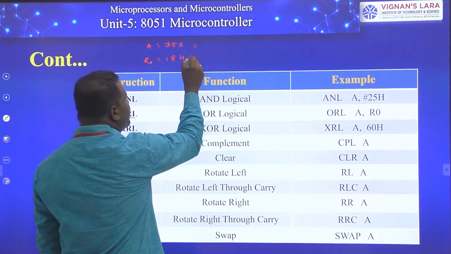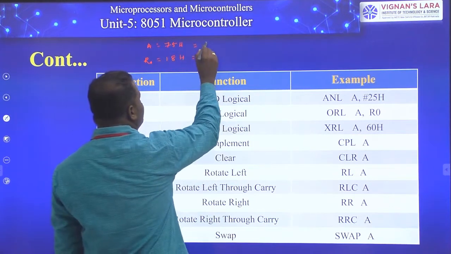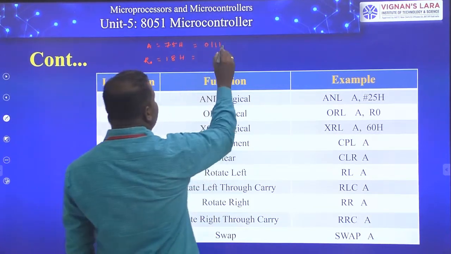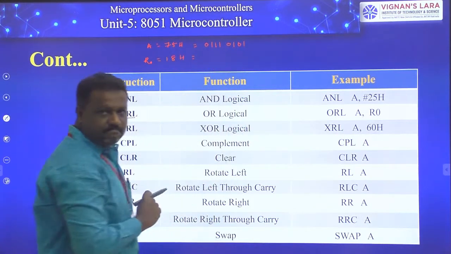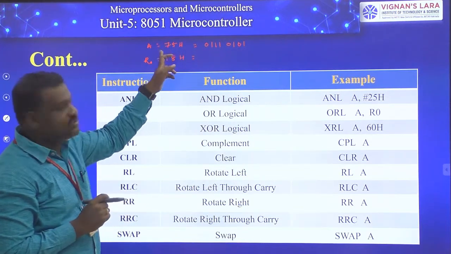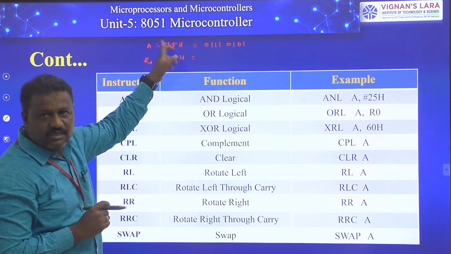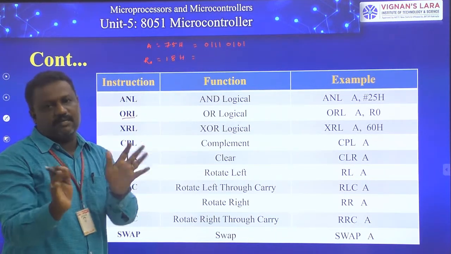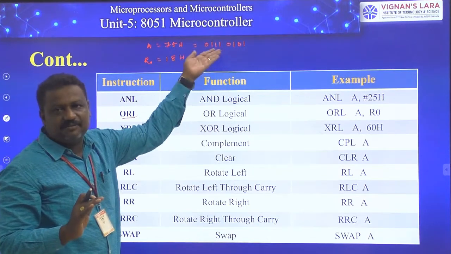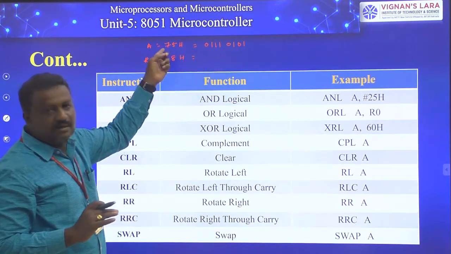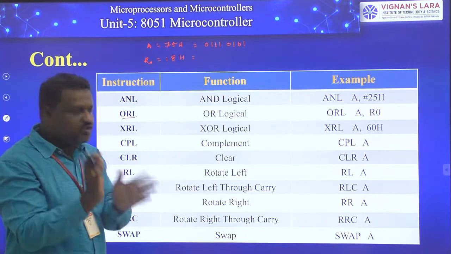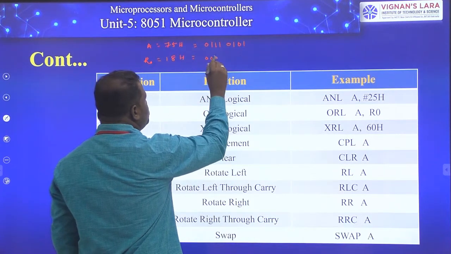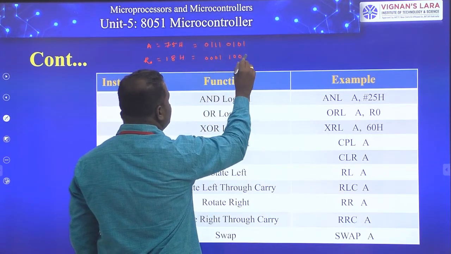What are the equivalent binary values? 75H equivalent is 0111, that is equivalent to 7, and 0101 for 5. We know the representation, guys. This is a hexadecimal number, so if you write it in binary, each hexadecimal digit is represented with 4 binary bits. This is the binary equivalent for hexadecimal number 75H. Similarly, the binary equivalent for 18H is 0001 and 1000.